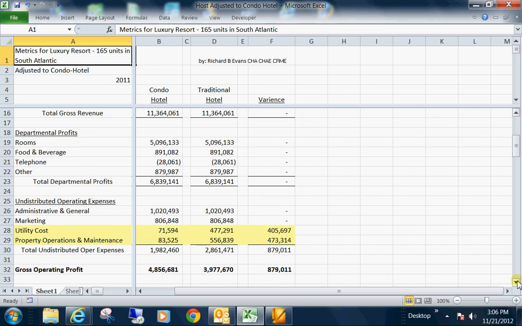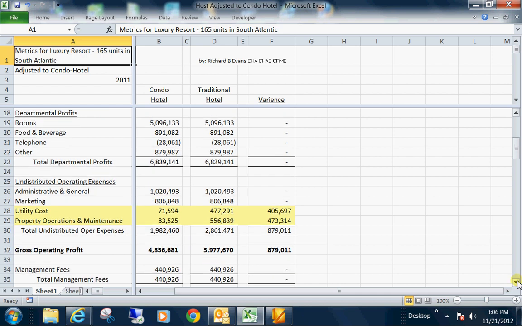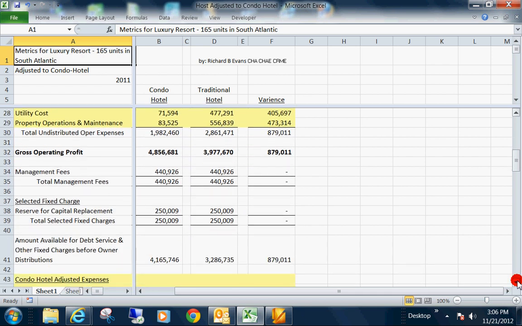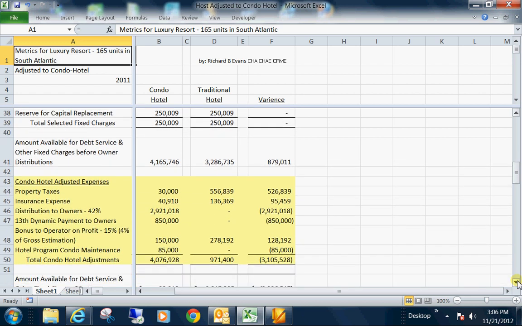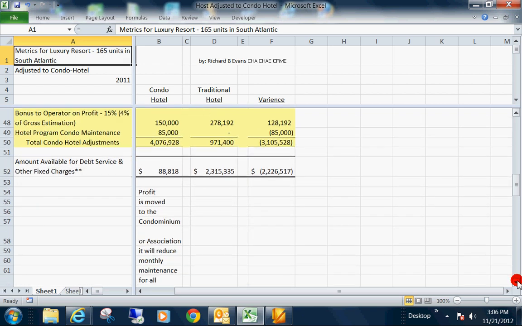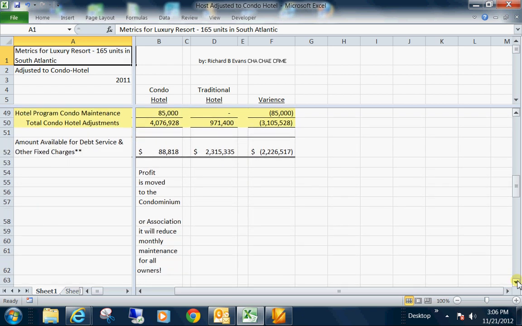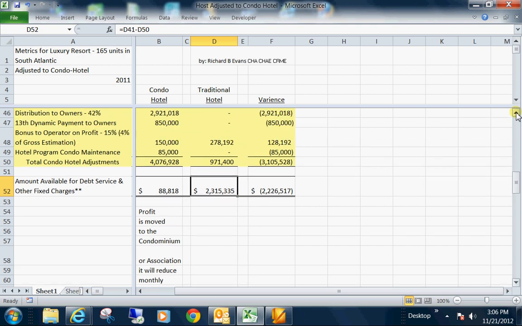And then you can start to see the big differences that occur, in this case, in utility costs and property operations and maintenance. When you scroll down a little bit more, highlighted in yellow, in condo hotel adjusted expenses, these are the big differences. You can see at a quick glance how much of a difference is shown in the amount available for debt service and other fixed charges from the condo hotel and the traditional hotel. And there's a reason: the majority of those funds have been distributed to the owners in the condo hotel program rather than brought down to the bottom line.